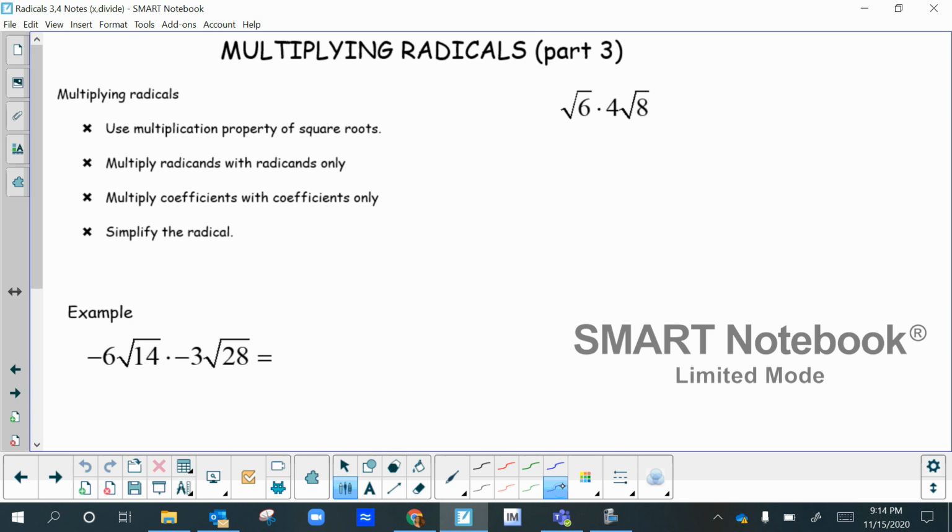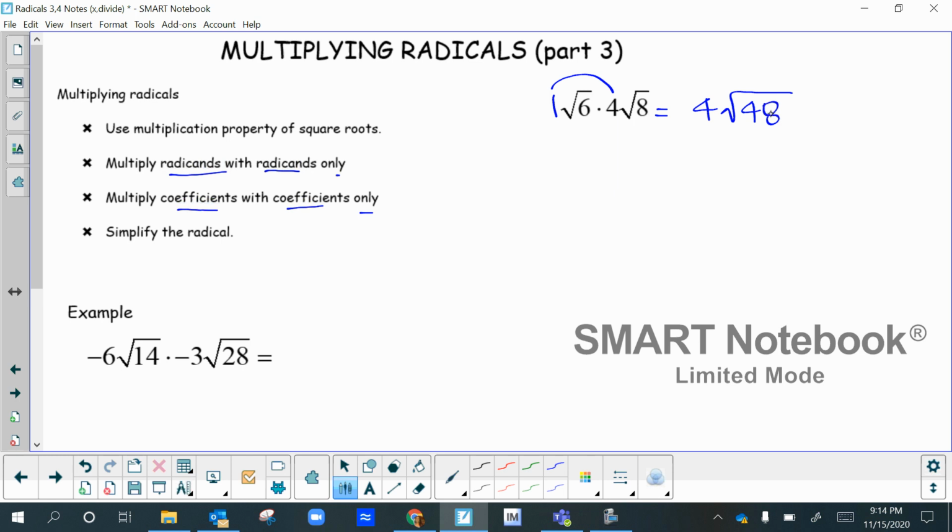So when I'm going to multiply two radicals, what you want to do is make sure you multiply radicands with radicands only and coefficients with coefficients only, okay? So for example, here I have radical 6 times 4 radical 8. What I would do is, this is kind of like an imaginary 1, so I'm going to multiply 1 times 4, or just simply write 4, and then radical 48, 6 times 8, and that's it.